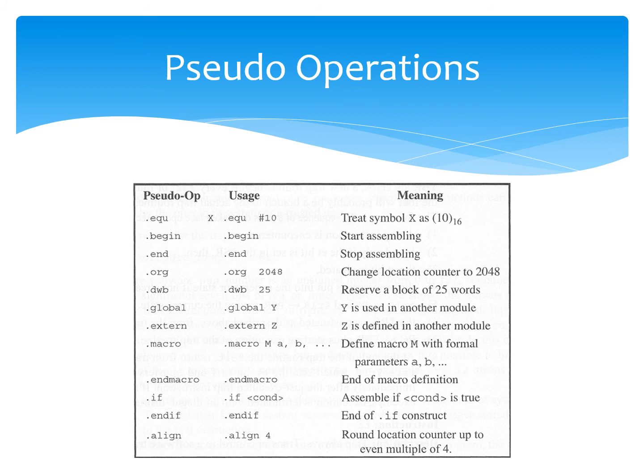In addition to the ARC instructions that are supported by the architecture, there are also pseudo operations. Pseudo operations are not OP codes at all, but rather instructions to the assembler to perform some action at assembly time. A list of pseudo operations and examples of their usages are shown on the screen.